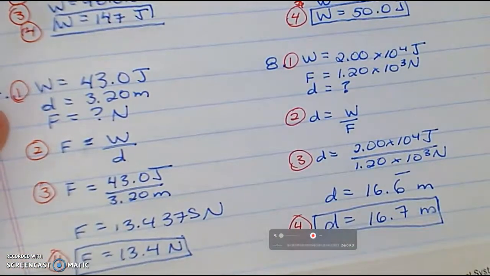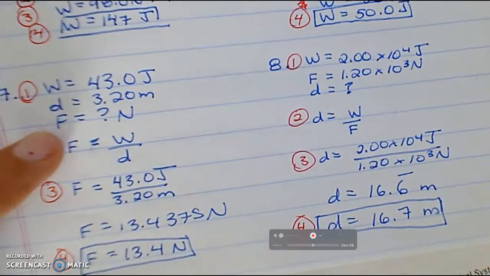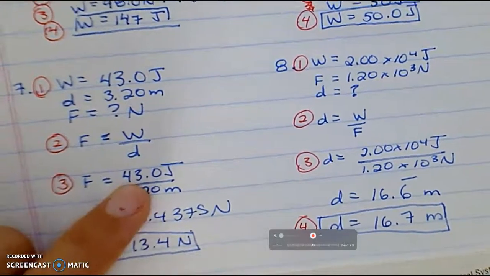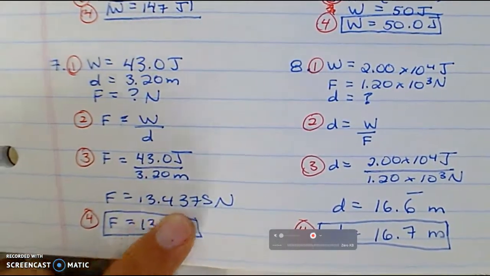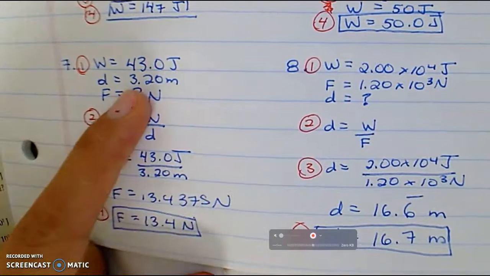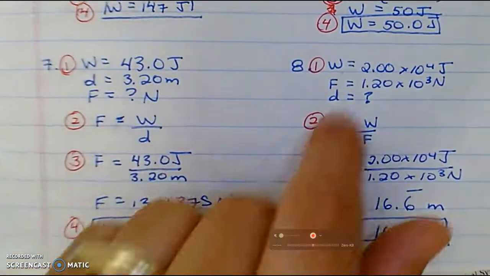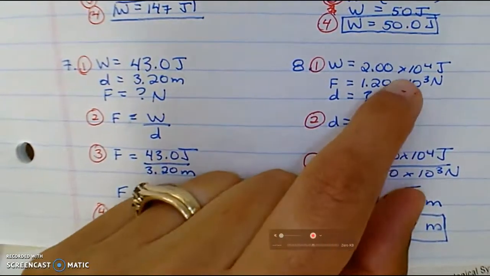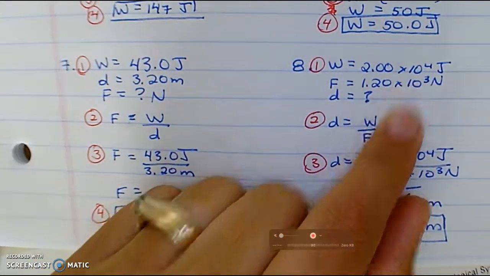The only main difference from the top questions to the bottom is what you're looking for. Force has a slightly different formula: work goes on top, and you divide them. Make sure you round it the right amount for 3 significant digits, and include the units. And with 8, we were looking for distance this time, and we were working with scientific notation.